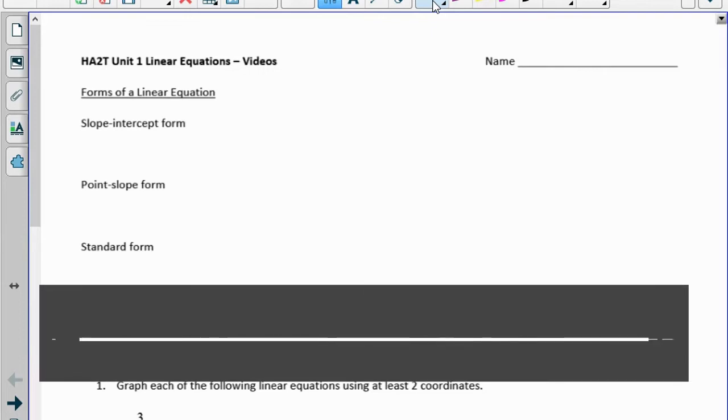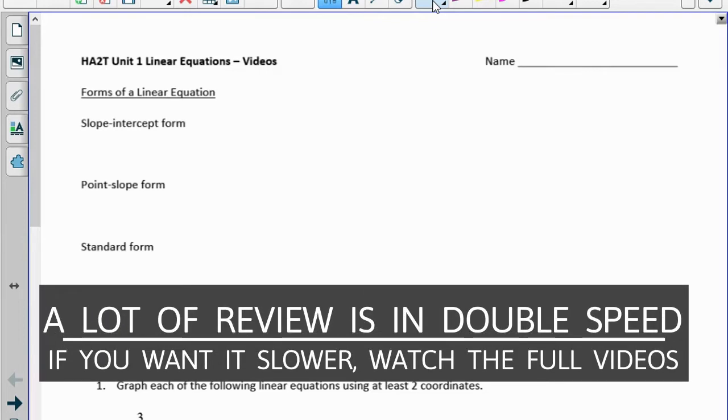We will first talk about the forms of a linear equation. Slope-intercept form is the form that you probably use most in Algebra 1. y = mx + b is the most common way that you see that, where m represents the slope of the linear equation and b represents the y-intercept of the linear equation.